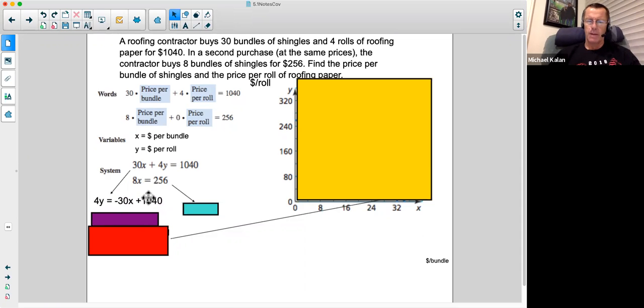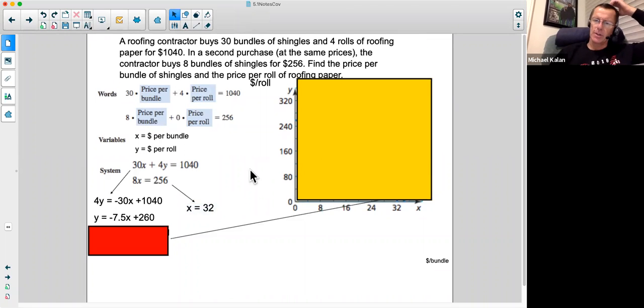First, I'm going to put it into slope-intercept form. So first I subtracted 30X from both sides, and then I divided by 4. And this is my equation. So now I need to graph that. And this one, what kind of line is 8X equals 256? When I divide by 8, I get X equals 32. If we put X equals 32, what kind of line is that? I hope you're saying vertical. You all should know at this point that it's a vertical line. It's every point that has the same X coordinate of 32. So go and graph those.